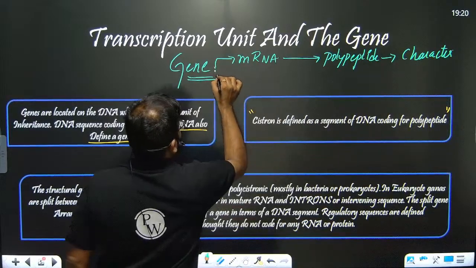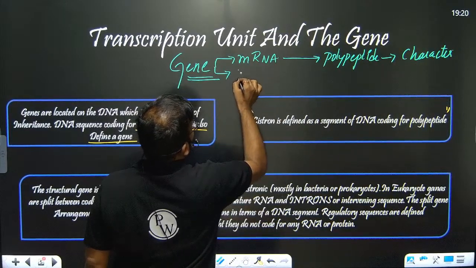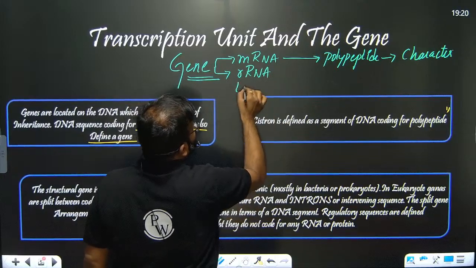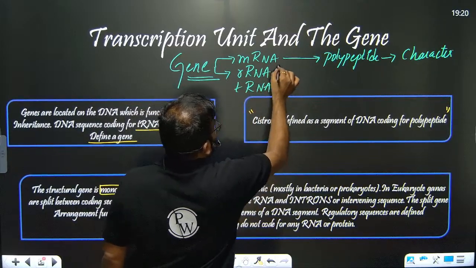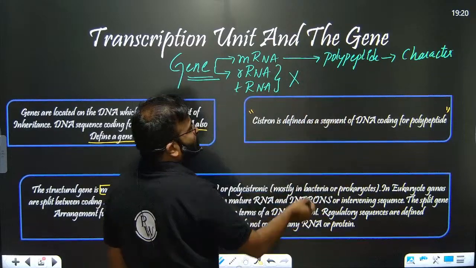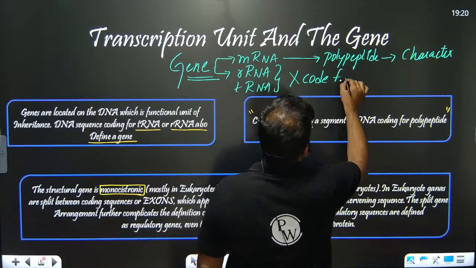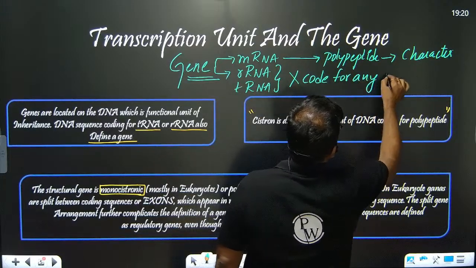But a gene can also make rRNA. A gene can also make tRNA. But these two do not code for any protein. Do not code for any protein.